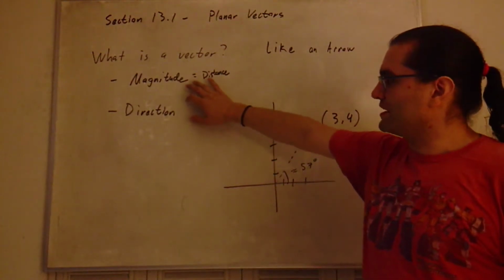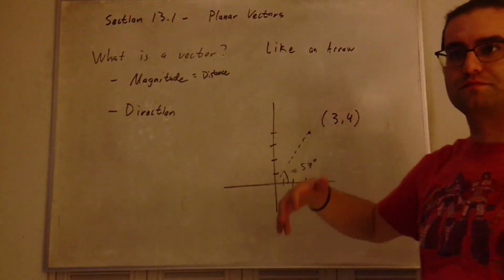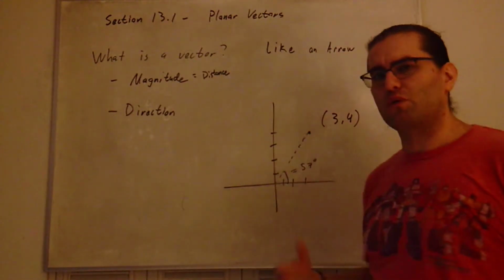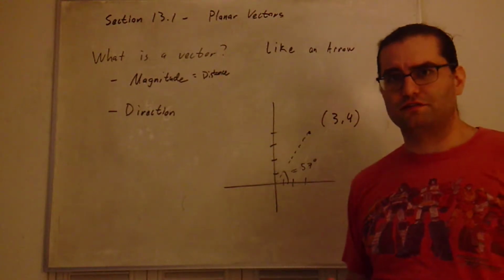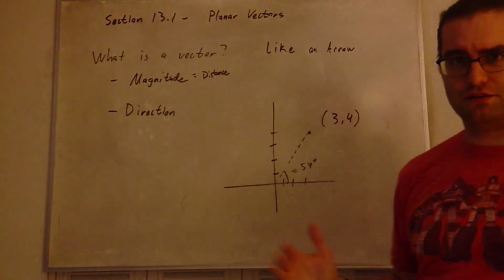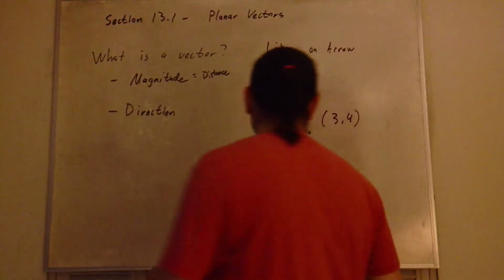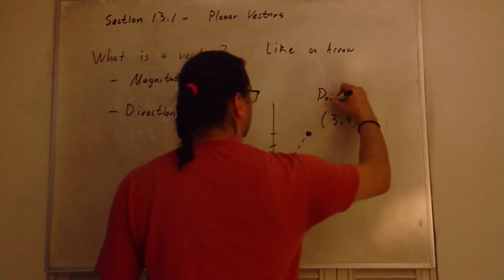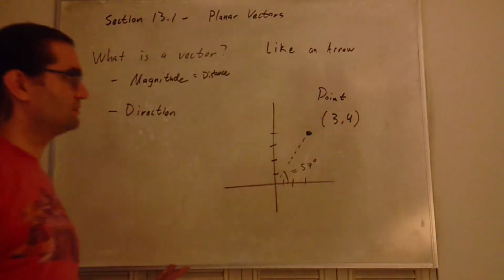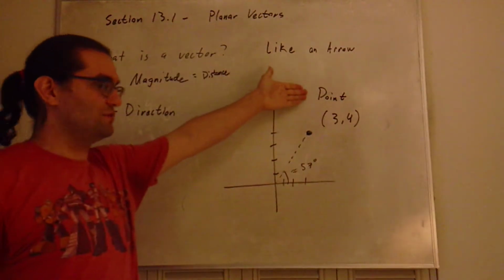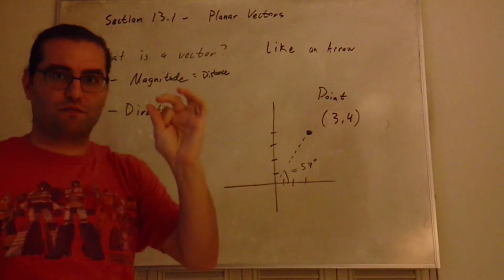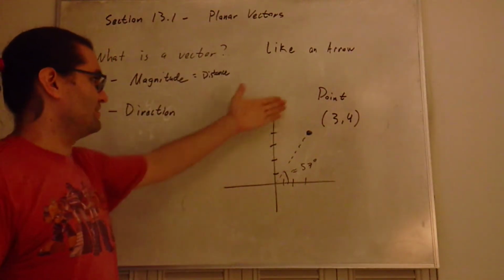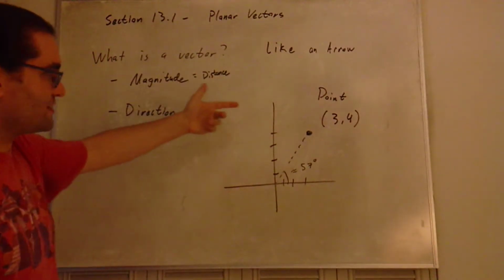So this idea of magnitude and direction feels a lot like polar coordinates, but we're going to mostly write vectors using rectangular coordinates. So right now this is a point. It is a position. It has no magnitude because it's just a point. It has no dimensions to it. It can't have a size. And it has no direction. It's not going anywhere.